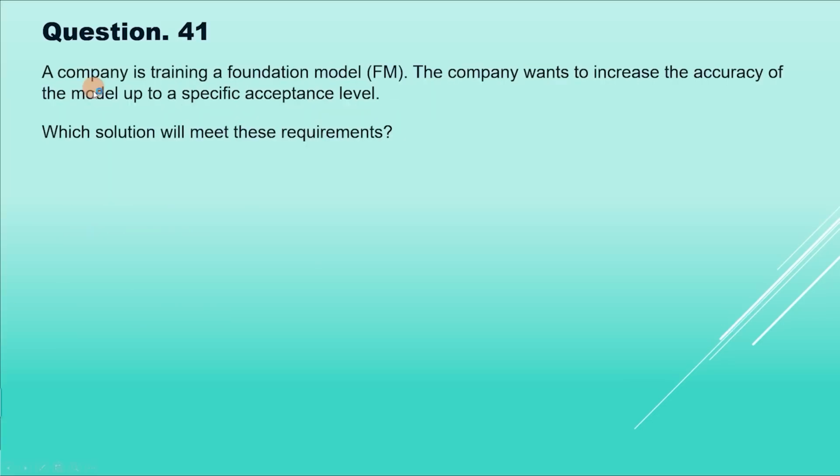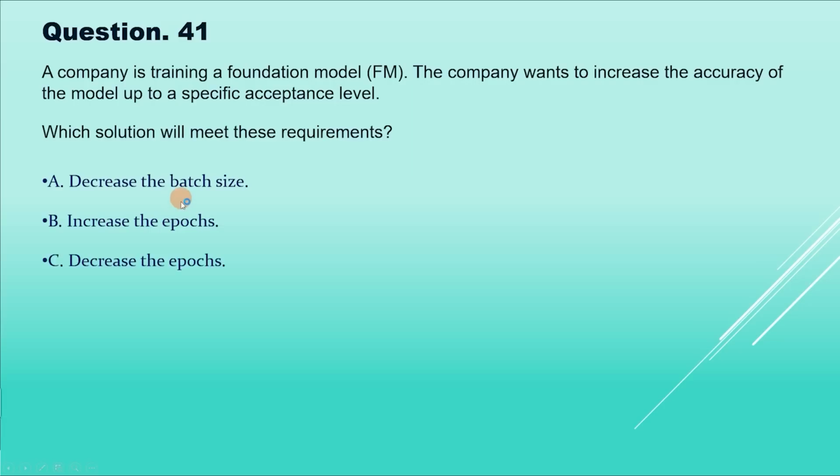Now question number 41. A company is training a foundation model. The company wants to increase the accuracy of the model up to a specific acceptance level. Which solution will meet these requirements? Here are the options. A, decrease the batch size. Option B, increase the epochs. C, decrease the epochs. Option D, increase the temperature parameter. So try to guess the correct answer.